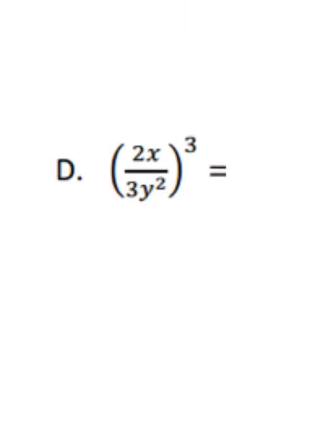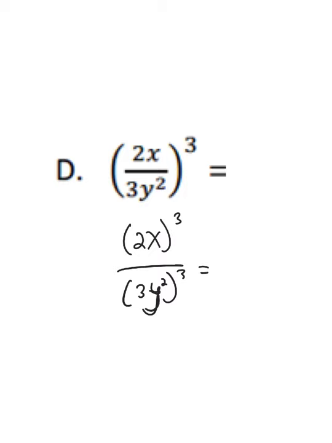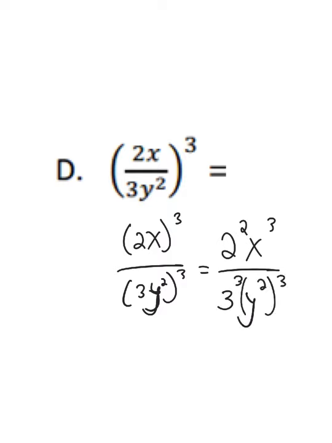D is starting to be where you're getting into these situations where you're going to have multiple rules happening in the same problem. If I start off by breaking off the top and the bottom and raising them both to the 3rd power, on the top I have 2 squared x cubed. On the bottom I have 3 cubed y squared cubed. 2 times 2 is 4, x cubed. 3 times 3 times 3 is 27. Then we have y to the 6th power because this is base power to a power.